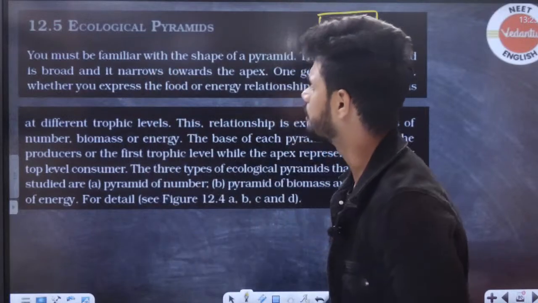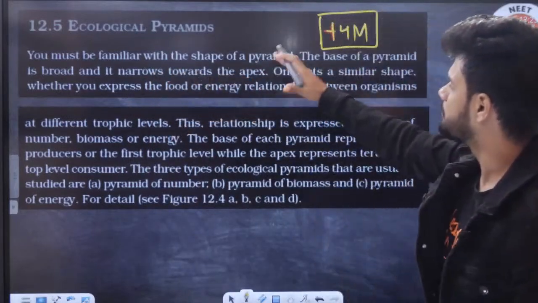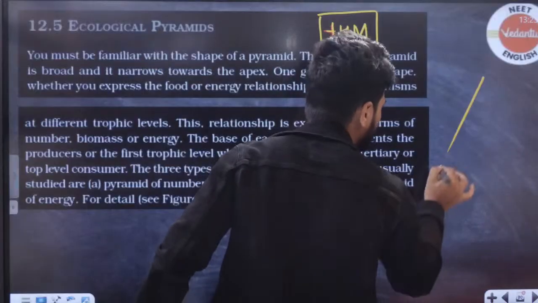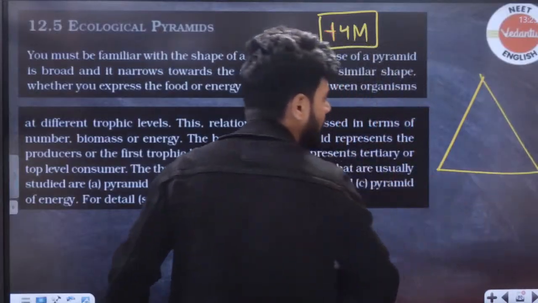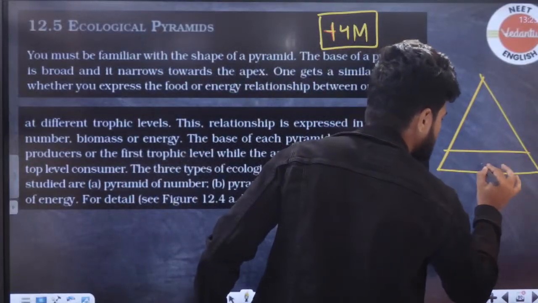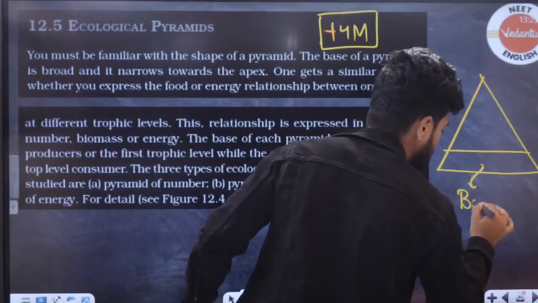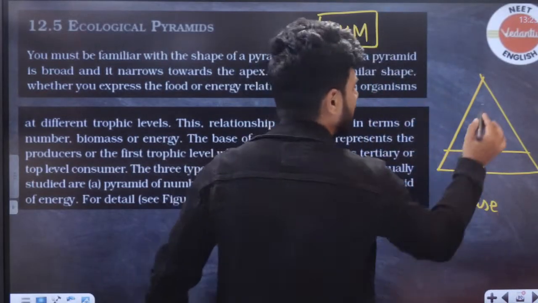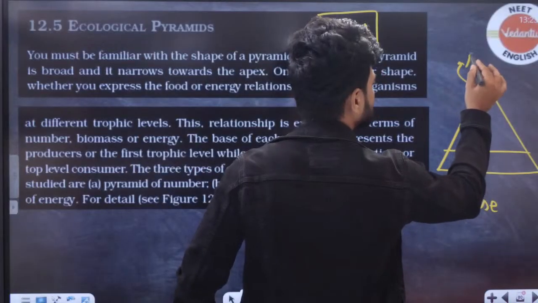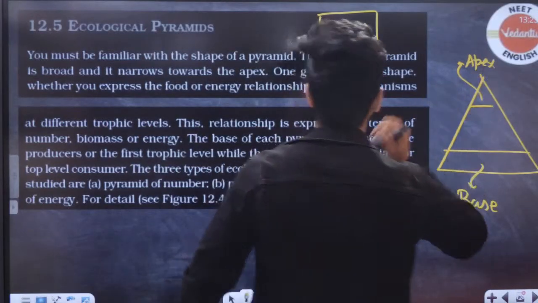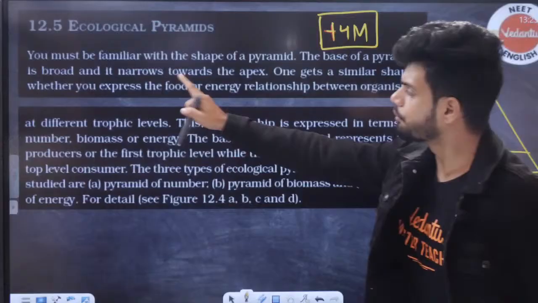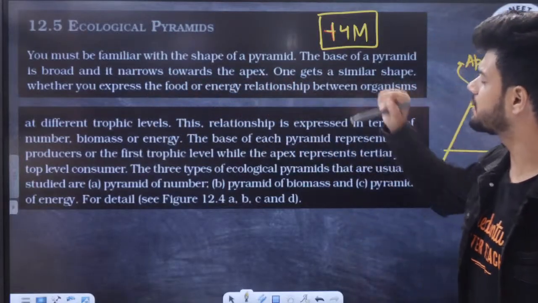Now, you must be familiar with the shape of a pyramid, yes or no? This is a typical shape of a pyramid. This is called the base, which is much broader, and the top part is called the apex. Broad at the base and apex at the top.